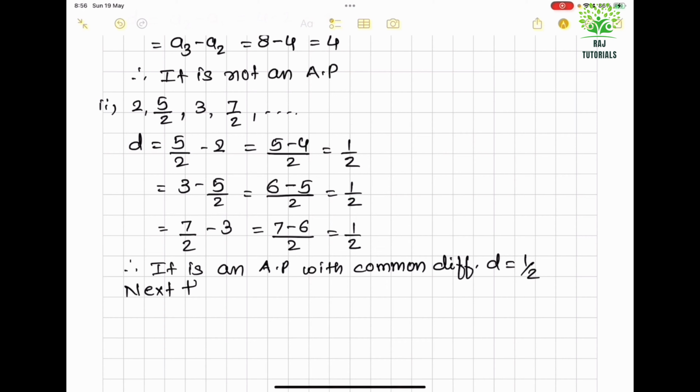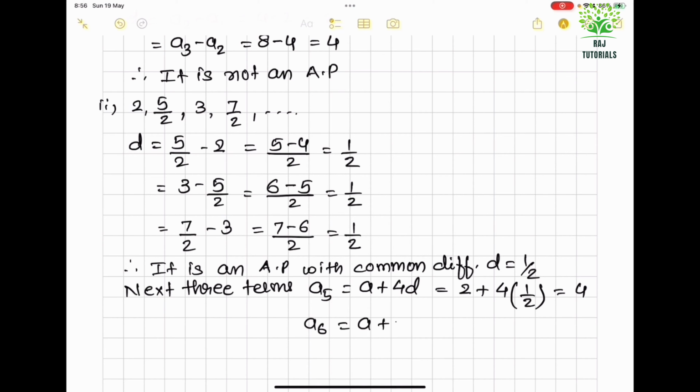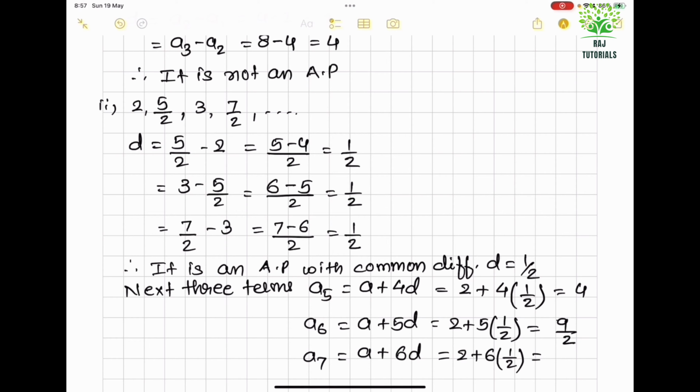Next 3 terms. See, till A4 I am given. So A5 will be A plus 4D. So A is 2 plus 4 into 1 by 2. So that will be 4. A6 will be A plus 5D. 2 plus 5 into half. So that is coming 9 by 2. And A7, A plus 6D. 2 plus 6 into 1 by 2. So that will be 5.